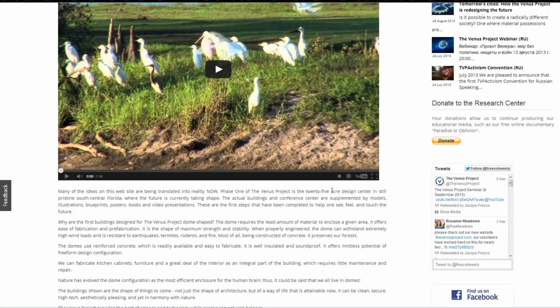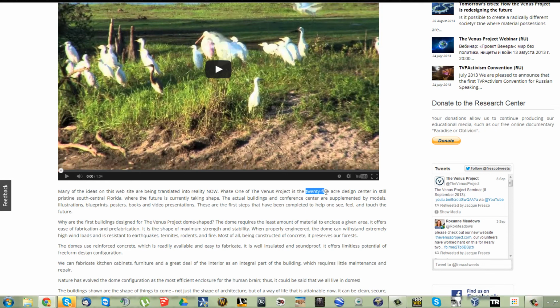Alright, so here, phase 1 of the Venus Project is the 25-acre design. I'm not sure where 25 always comes up, but it's not 25. We verified it many times through Roxanne, and we fixed it in every place we can, but it still seems to pop up sometimes. So anyway, it's 21 acre. And 21 acre design center in still pristine South Central Florida. 25 acre research center in still pristine South would be, and Central would probably be capitalized.